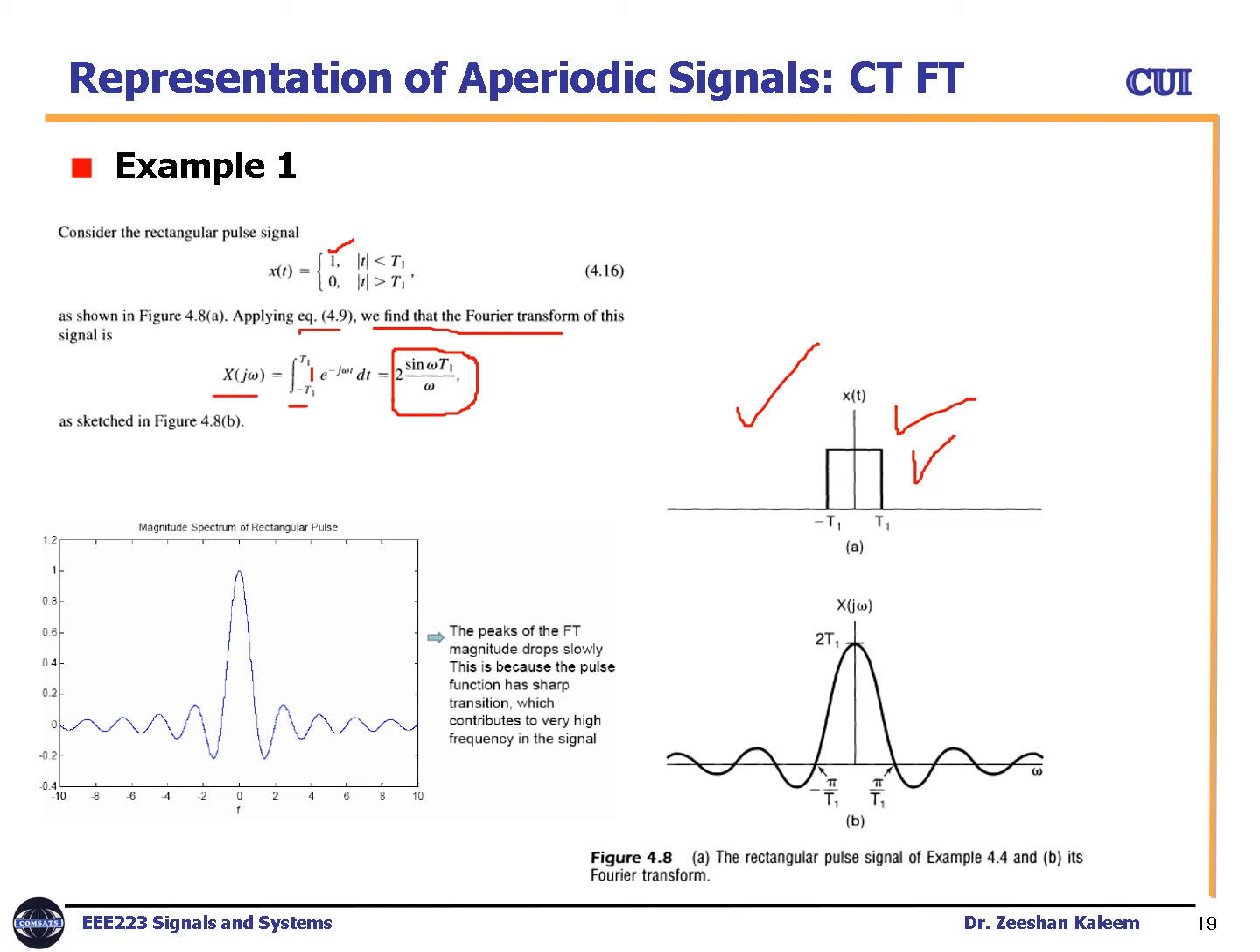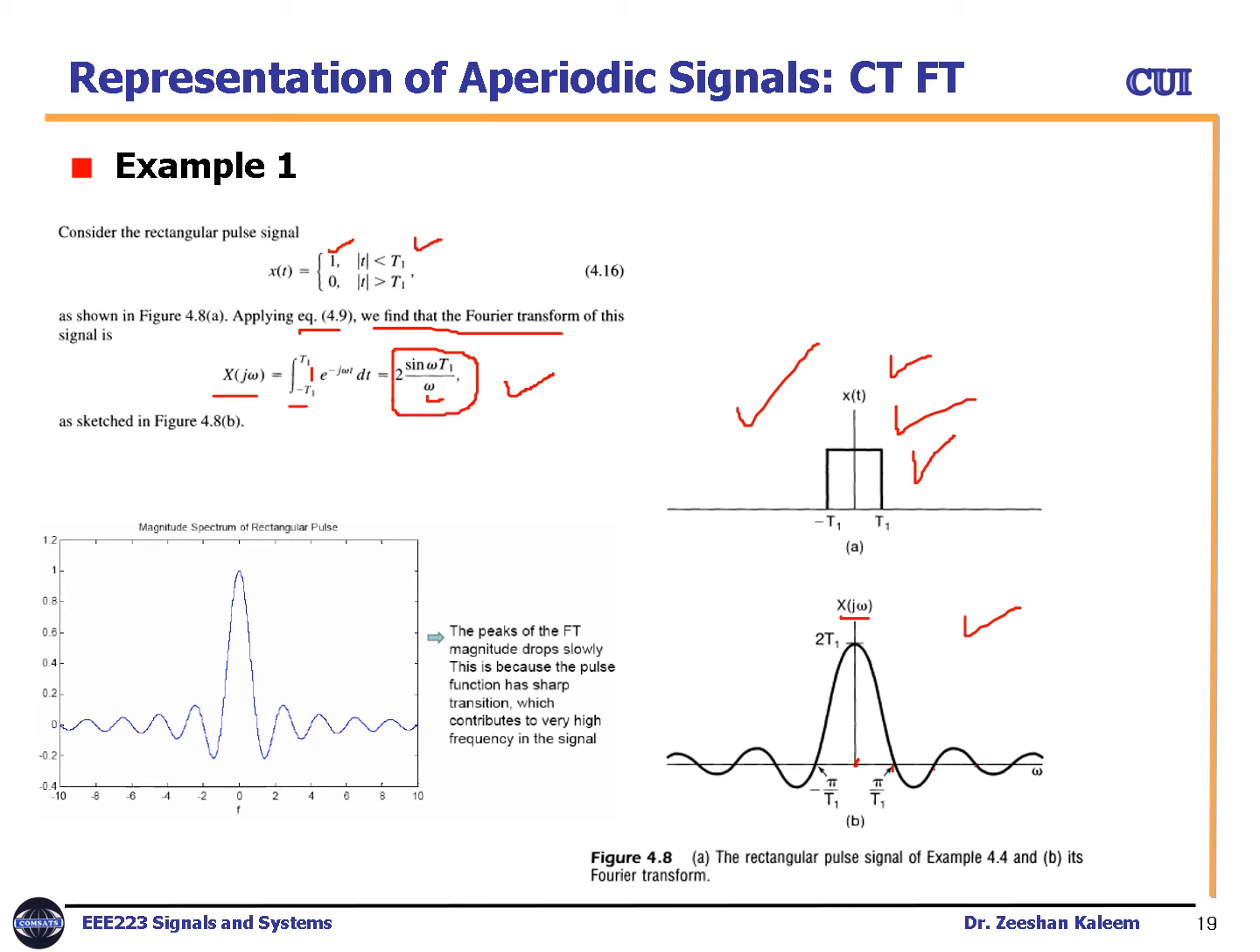So it is equivalent to 2 sine omega t1 over omega. So this will be the Fourier transform of a rectangular pulse signal. Whenever we plot this, this is your original signal and this is the Fourier transform X(j omega). You can see that this function has a maximum value at 0, and then at each crossing it intercepts the 0.